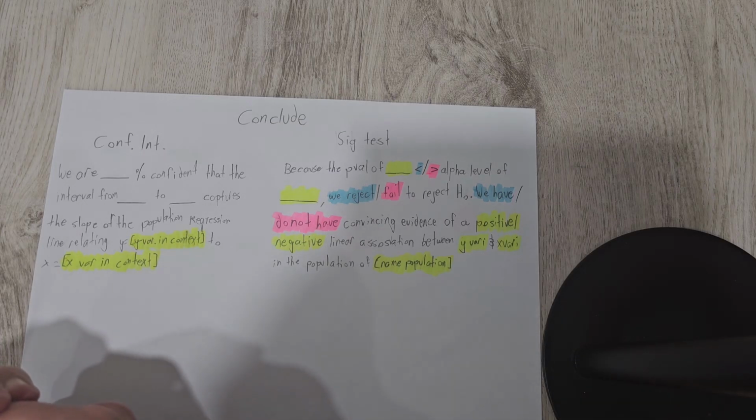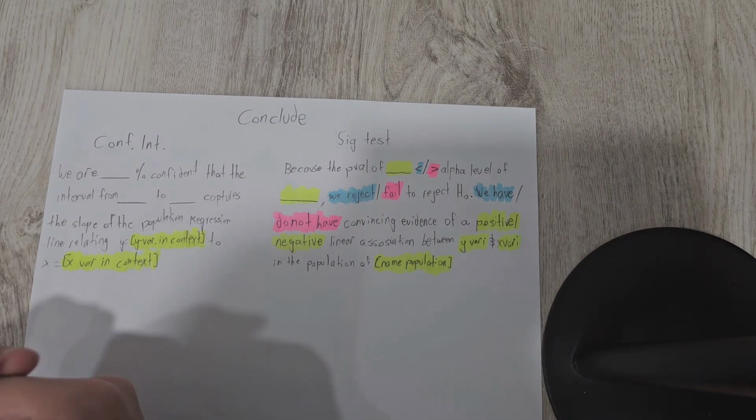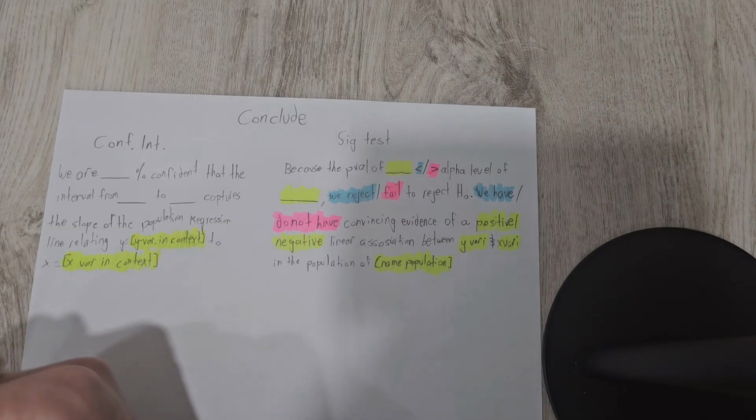Significance test: let's start with the blue one specifically. Because the p-value of blank is less than the alpha level of blank, we reject the null hypothesis. We have convincing evidence of a positive or negative linear association between y variable and x variable in the population of, and then you have to name your population.